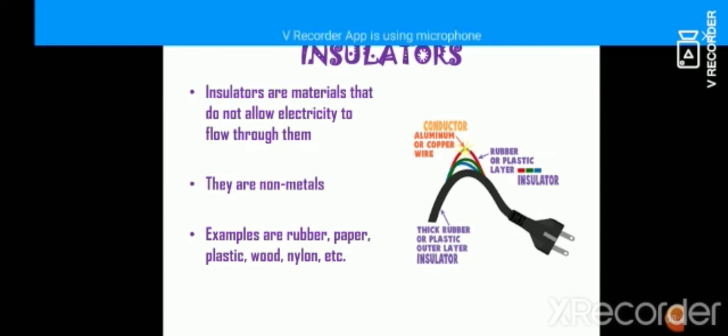So look at the diagram very well. You see the thick rubber or plastic outer layer, which is what? Insulator. Most of the electrical gadgets we use at home are either covered with plastic, or rubber, or wood. These materials are the ones that prevent us from electric shock. If you touch a naked metal, which is a conductor, the electricity will flow through us, and that is what we call electric shock. But because these materials are protected with insulators, this prevents electric shock. I believe that is clear.